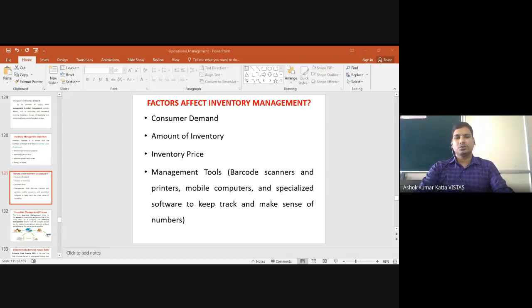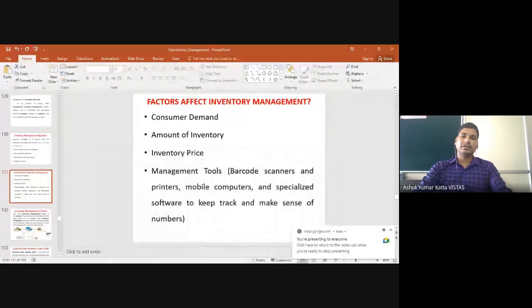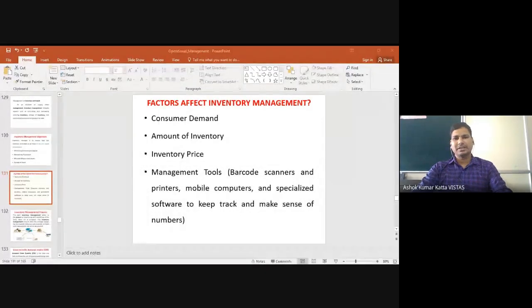Next, fourth point, management tools. In the term itself, they have mentioned very clearly these do not show a direct impact on the products, but they show an indirect impact on the material. So what is meant by indirect impact?